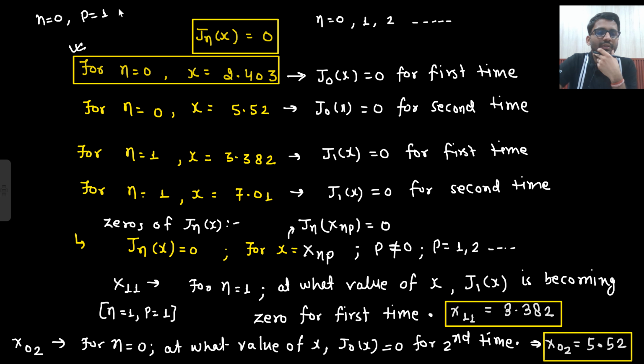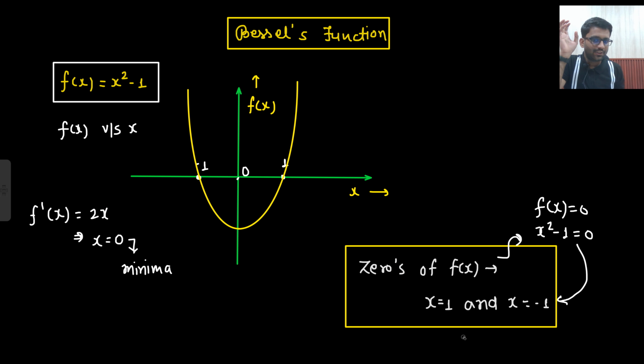For n equals to 0, at what value of x do you get the first 0 of j0x? What do you mean by 0? 0 means j0x has to be equals to 0. So this could be the other way of saying it. There could be a third way of saying it. For n equals to 0, at what value of x do you get the first root of j0x? Do you know the meaning of root? Here we wrote that these are the zeros of fx, so zeros of fx can be written in the same manner.